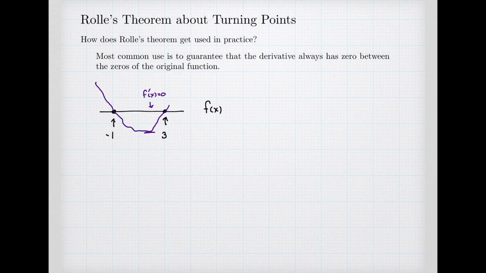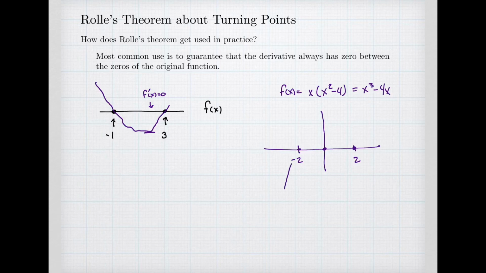So if I had a polynomial x times x squared minus 4, and it has roots at -2, 0, and 2, that's going to be a cubic, x cubed minus 4x. This graph looks like every other cubic we see, and so I've got zeros at -2 and 0, and notice in between there's a critical point. And also between 0 and 2, there's a critical point. Between every pair of zeros of a function that's differentiable, we can find a turning point.